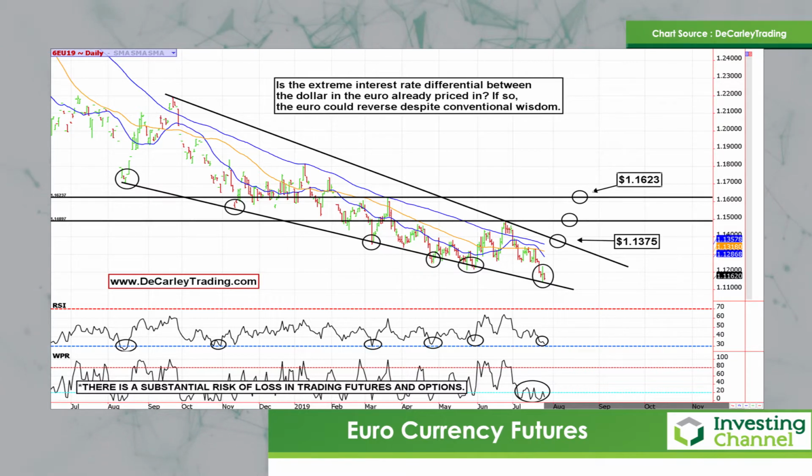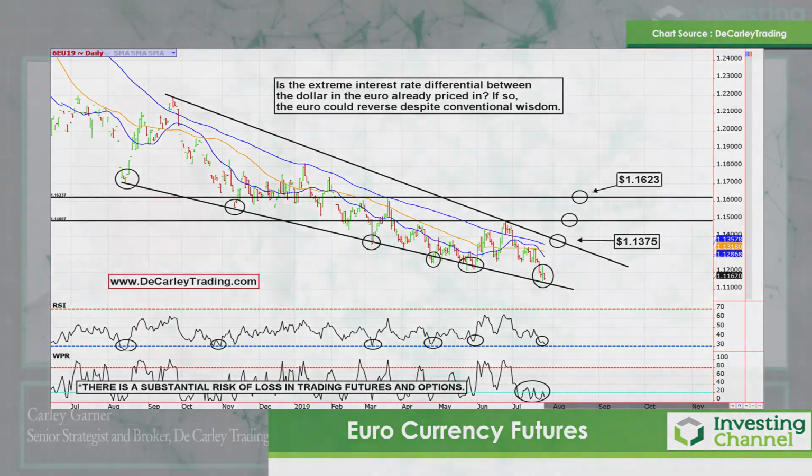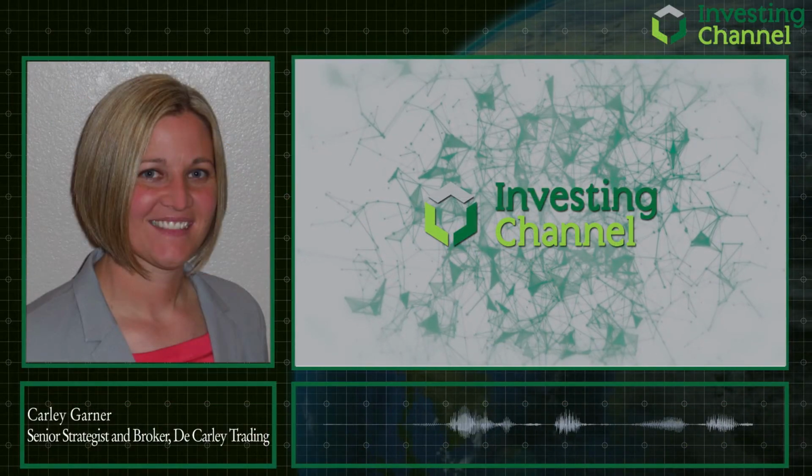Initially, a bounce might run into some resistance around 113.75 or so. If we can break above that, we think the euro might get a pretty good rally going. 114 to 115 will be a slight barrier, but ultimately we think a move to 116 is possible, maybe even higher if the fundamentals really flip.